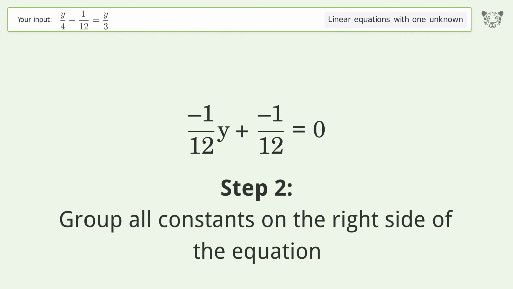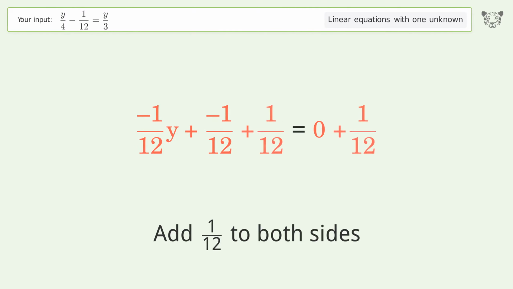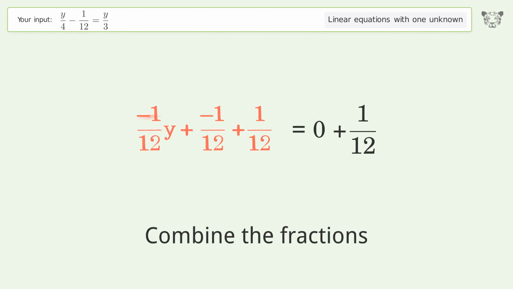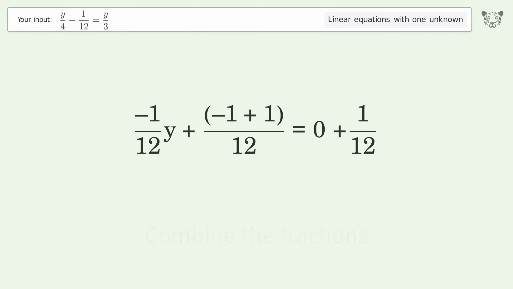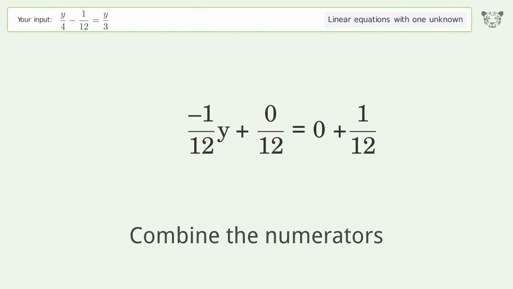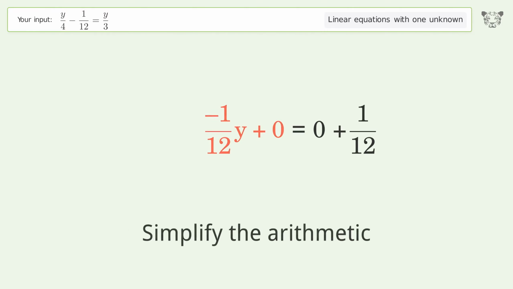Group all constants on the right side of the equation. Add 1 over 12 to both sides. Combine the fractions. Combine the numerators. Reduce the zero numerator. Simplify the arithmetic.